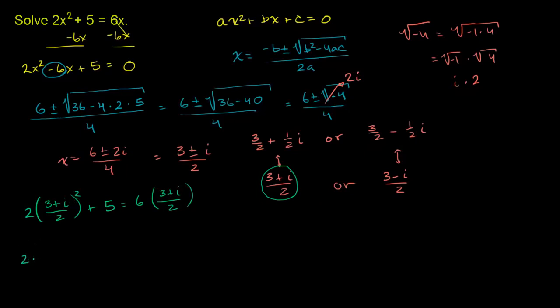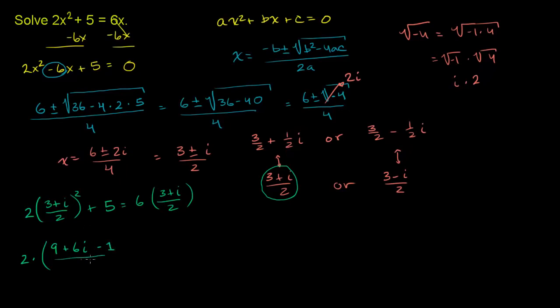So this is 2 times, let me just square this. So 3 plus i, that's going to be 3 squared, which is 9, plus 2 times the product of 3 and i. So 3 times i is 3i, times 2 is 6i, so plus 6i. And if that doesn't make sense to you, I encourage you to multiply it out either with the distributive property or FOIL it out. You'll get the middle term, 3i twice. When you add them, you get 6i. And then plus i squared. And i squared is -1.